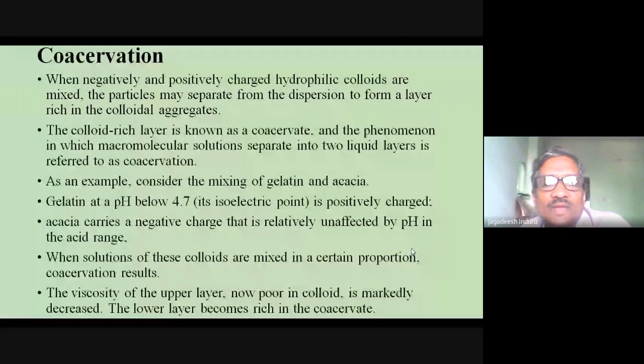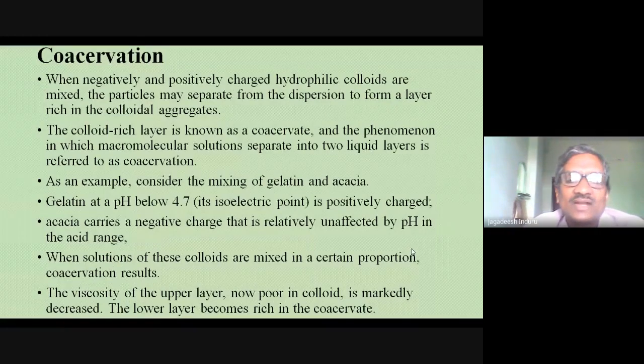When you are working with gelatin below pH 4.7 or above it, and if you are below pH 4.7, acacia will have a negative charge, but they are present individually as clear solutions. When the solutions of these colloids are mixed in a certain proportion, they coacervate. It means you are adding two solvents or two surface active agents or polymers to get a multiple effect, like viscosity building. But there you are going to get the opposite effect by getting a coacervation.